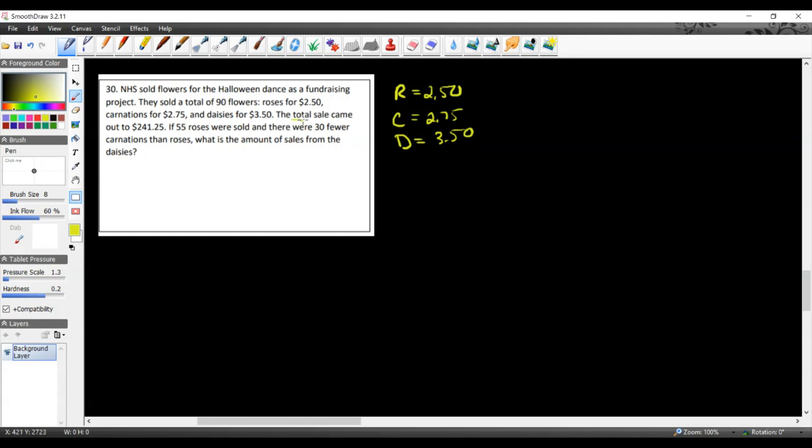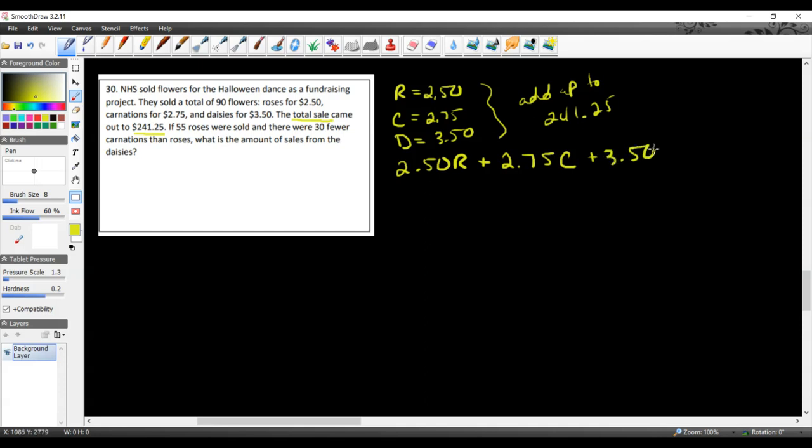It says that the total sale came out to 241.25. So all these together, they should add up to 241.25. Okay, so if you wanted to write this as an equation, you could do it like so. You would do 250 R, because that's how much the roses are, plus 2.75 C, because that's how much our carnations cost, plus 3.50 D for daisies. And all this is supposed to add up to 241.25. Okay, so there's one possible equation.